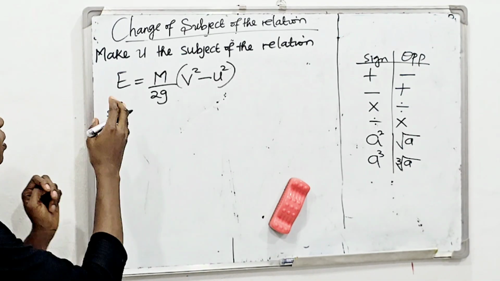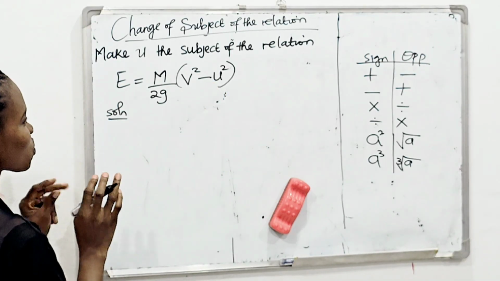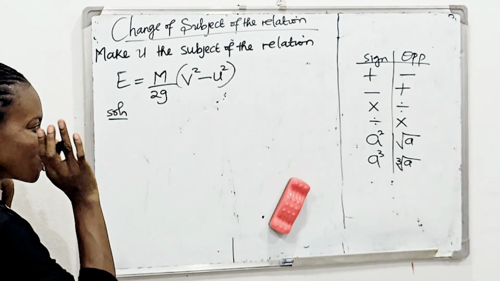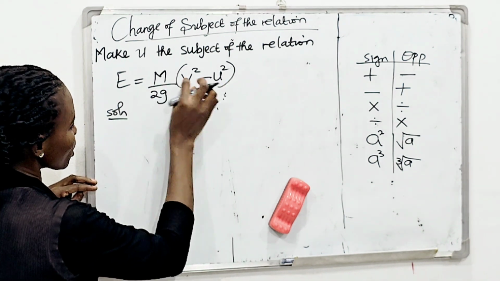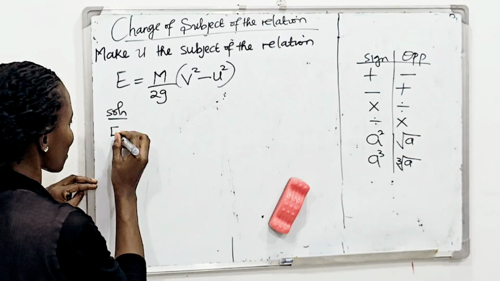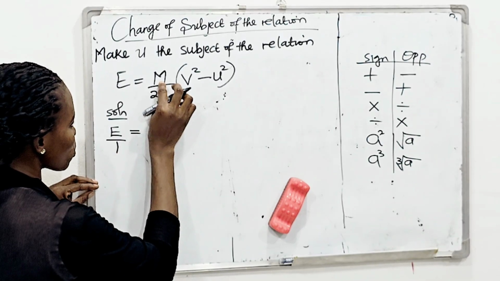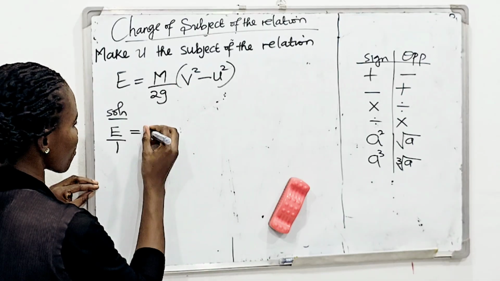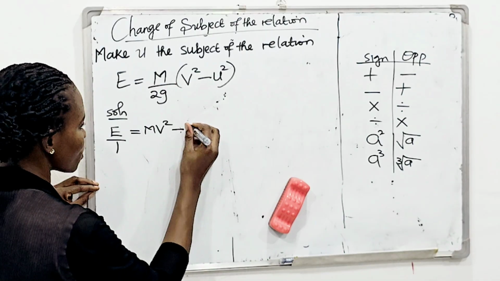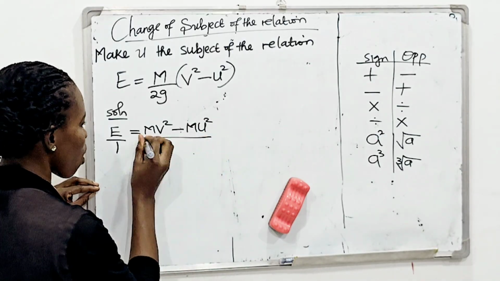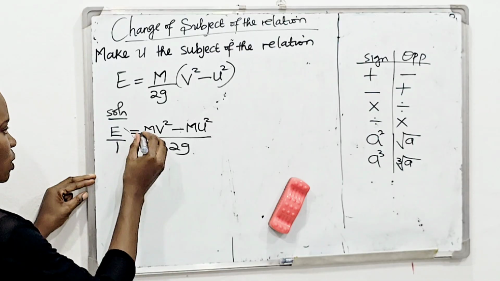Alright, so look at this question. We want to make U the subject. So keep simplifying it until U can stand alone. Let's start. You know, this is M times this, so there's multiplication. So I can arrange this as this. This is equal to, I can make this like this. Then use this one to open this bracket. So I have M times V squared minus M times U squared all over 2G. Right? So with this, I can cross multiply.